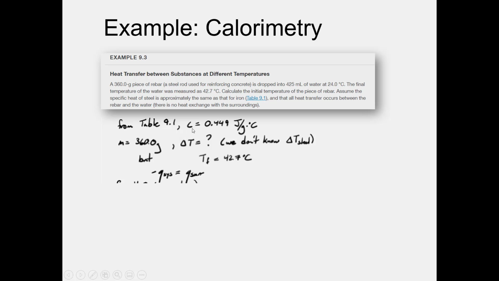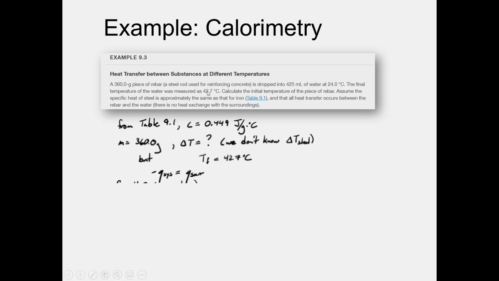If we look at table 9.1, the specific heat for steel is 0.449 joules per gram degree Celsius. We know that the mass of the steel is 360.0 grams. We also know the final temperature of the steel, and this is another thing that you have to interpret from the problem, because the steel will cool down to the point where it's the same temperature that the water can hold. The final temperature of the steel, when the temperature of the water maxes out, must be the same as the final temperature of the water. They have to be in thermal equilibrium with each other. So this is going to be an important point.